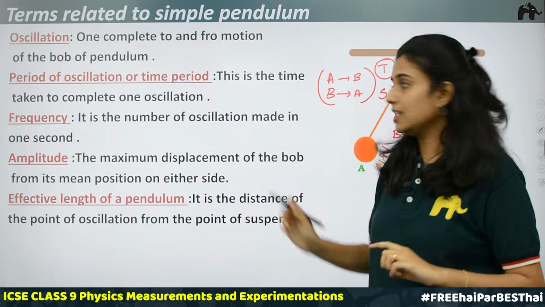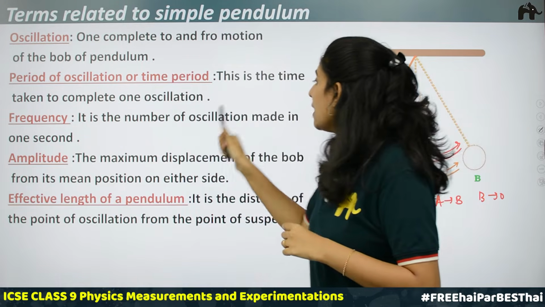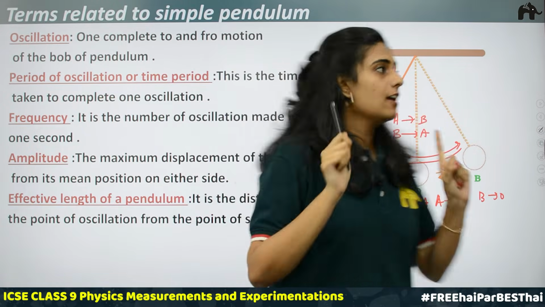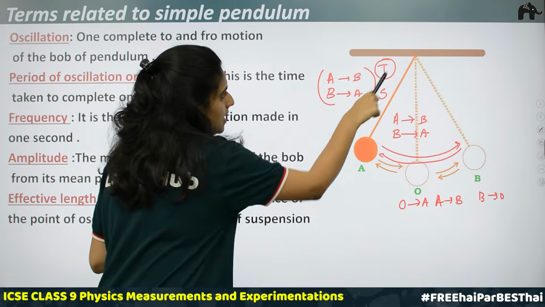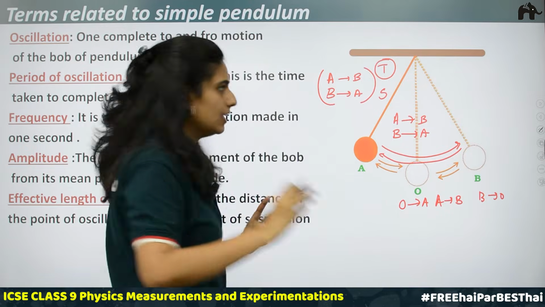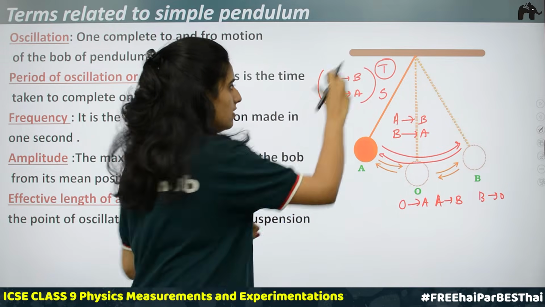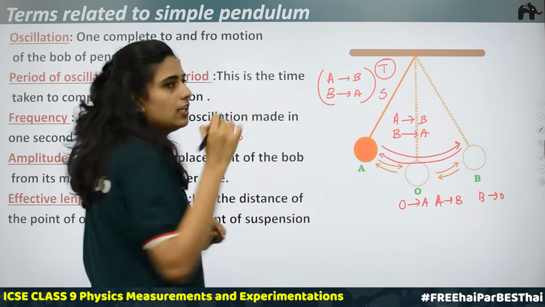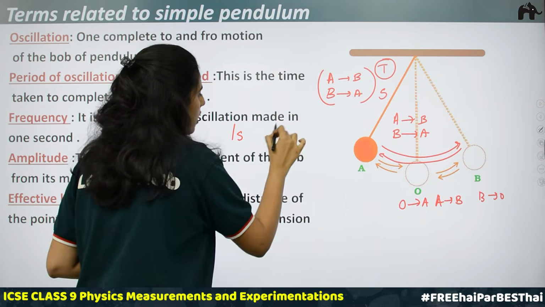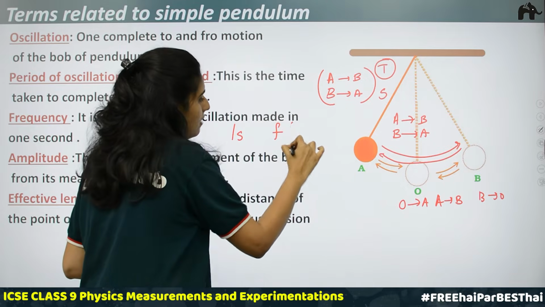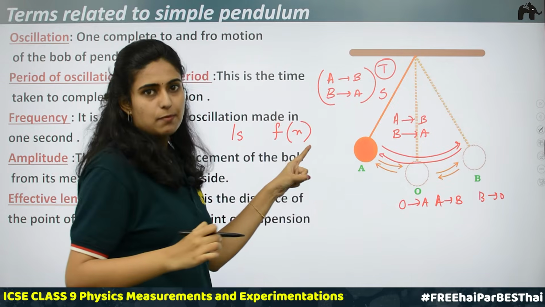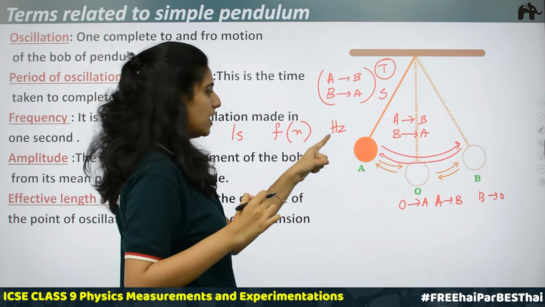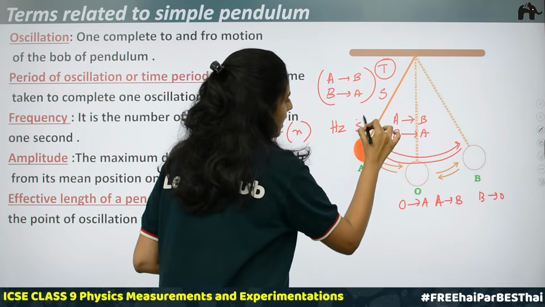Next is frequency. It is the number of oscillations made in 1 second. As we said, for one complete oscillation there is T seconds. So for 1 second, how many oscillations there are is called the frequency, which is represented by f or represented by n. The unit is hertz, which we represent by Hz, or it is second inverse.